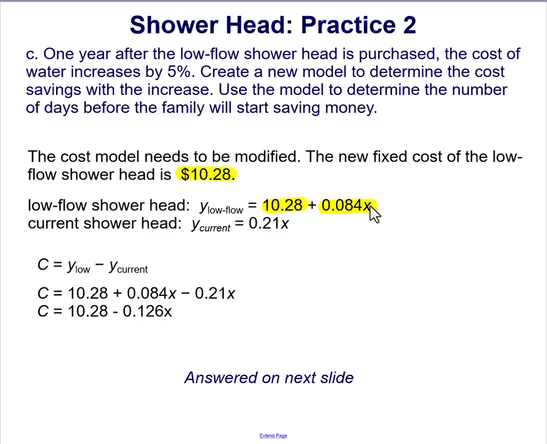Now the current shower head, there is no fixed cost up front. We're just going to take into account the daily cost, which is 21 cents per day or 0.21 times X. Now, for the current model, we're going to take the cost of the low flow shower head minus the cost of the current shower head, and we're going to subtract the two. So we take 10.28 plus 0.084x minus 0.21x, and our new model is right here. C is equal to 10.28 minus 0.126x.